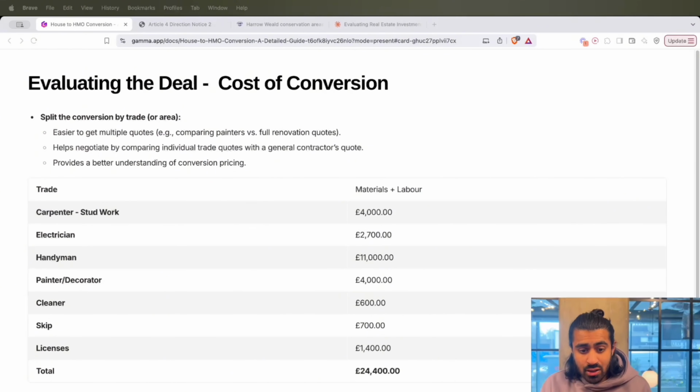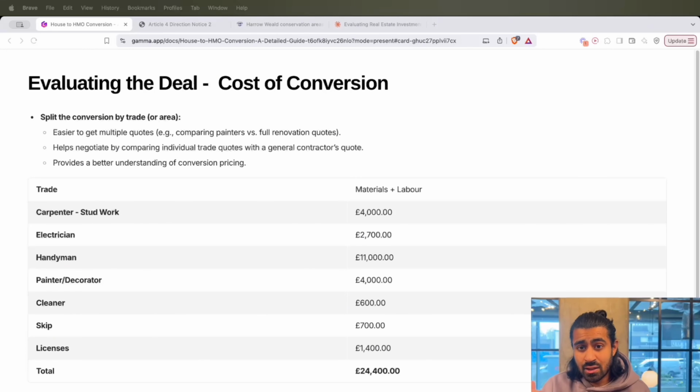So how much did this conversion actually cost? One thing I should really mention is, when I'm looking at quotes, these are the real figures of how much the conversion actually costs. But if I'm evaluating the deal and I haven't started the HMO yet, the first thing I want to do is break up the job by trade. And it's super important that we do this because of a couple of reasons.